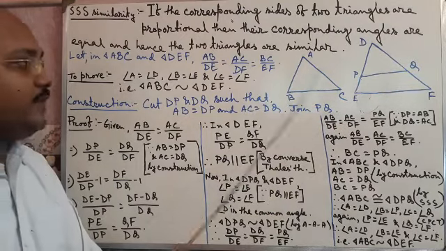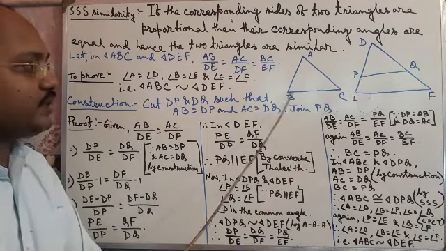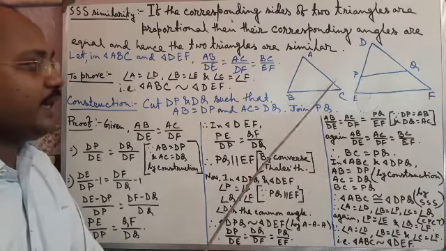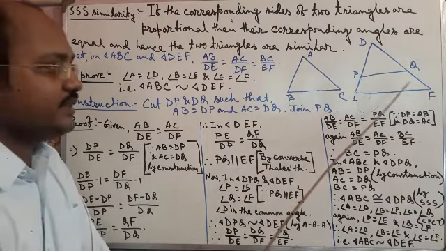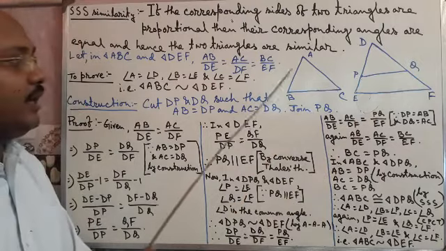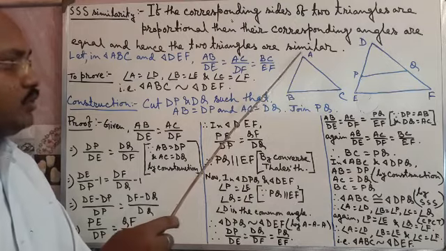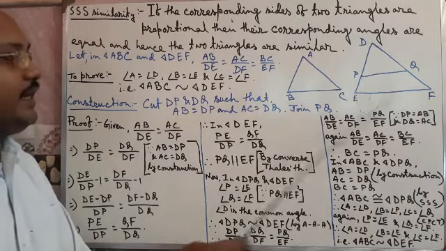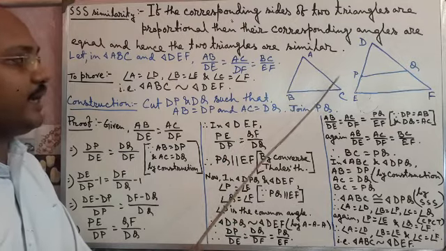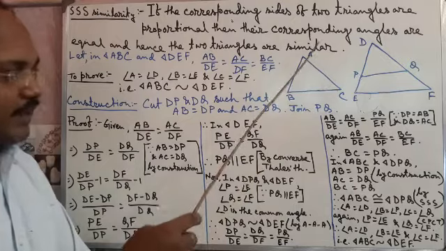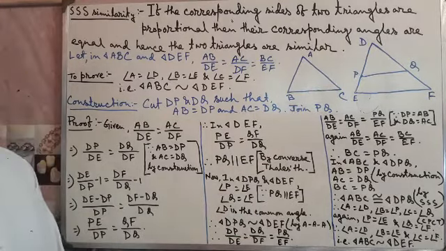So angle B is equal to angle P and angle P is equal to angle E. That means angle B is equal to angle E, and similarly angle C is equal to angle Q and angle Q is equal to angle F. That is, angle C is equal to angle F, and angle A is equal to angle D we got. Therefore, in these two triangles ABC and DEF, angle A is equal to angle D, angle B is equal to angle E, and angle C is equal to angle F. Therefore, triangle ABC and triangle DEF are similar.